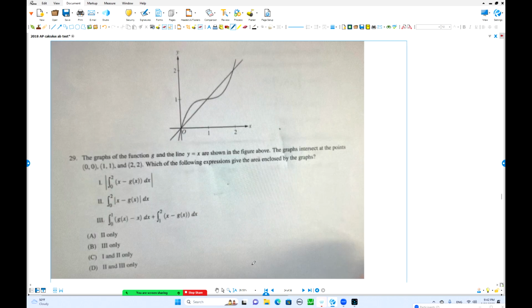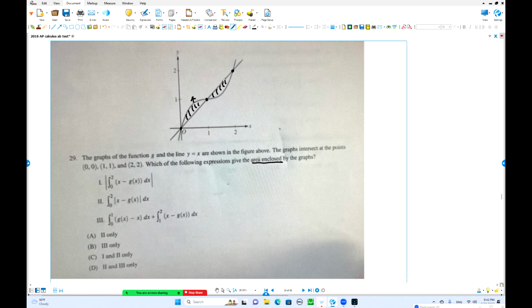Alright, number 29. The graph of function g and line y equals x are shown in the figure above. The graphs intersect at points (0, 0), (1, 1), okay? Yeah. And (2, 2) there. Okay, they gave the intersections already. Which of the following expressions gives the area enclosed by the graphs? Area is positive, right? They say, okay? Enclosed means what? Positive area. This area, this area.